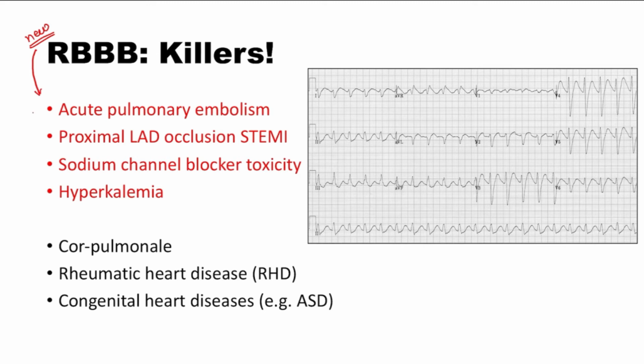So some of the common killers hiding behind the diagnosis of RBBB include acute pulmonary embolism, a STEMI, and some metabolic causes like hyperkalemia and sodium channel blocker toxicity. A typical manifestation of acute pulmonary embolism is T wave inversion and ST depression in V1, V2, or up to V3. This manifestation is because of the development of a right ventricular strain. If the strain further worsens, it leads to the formation of a right bundle branch block in a patient with acute pulmonary embolism.